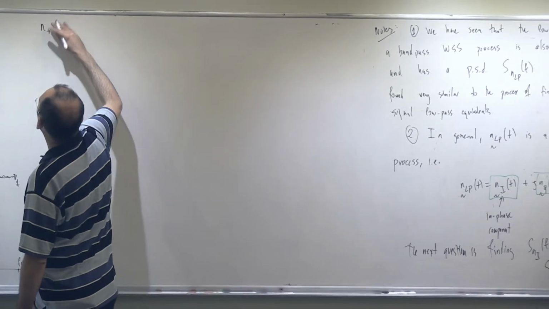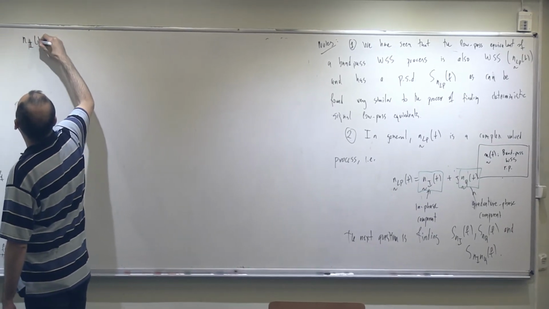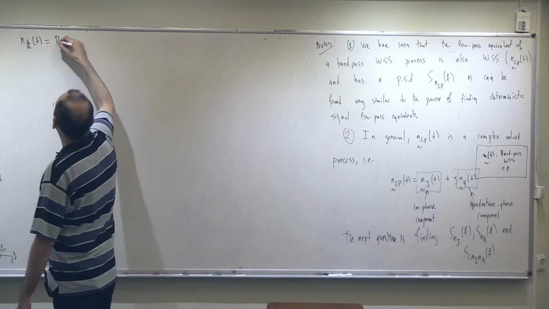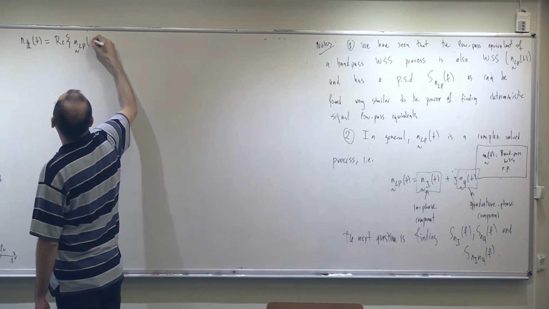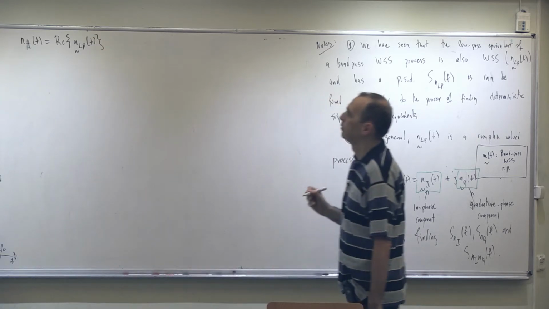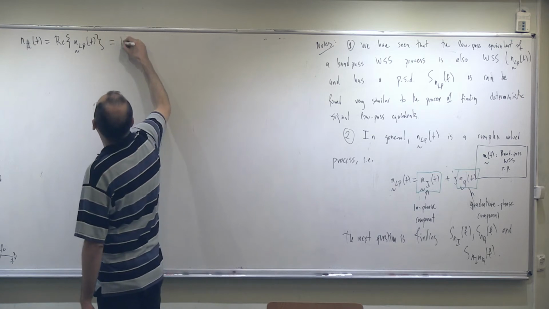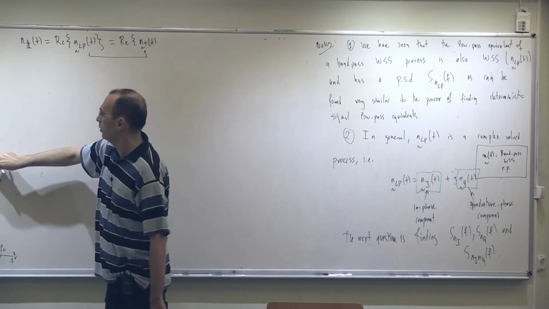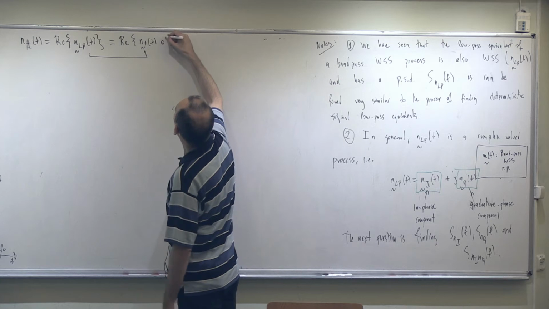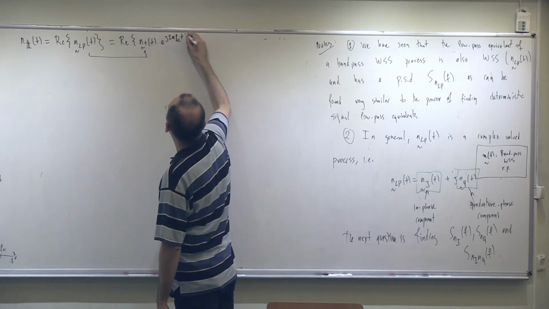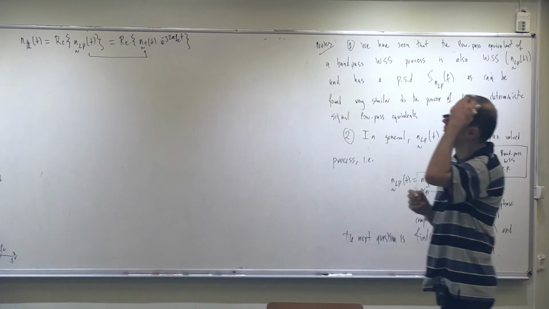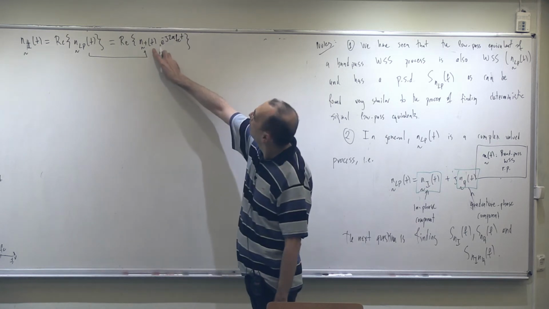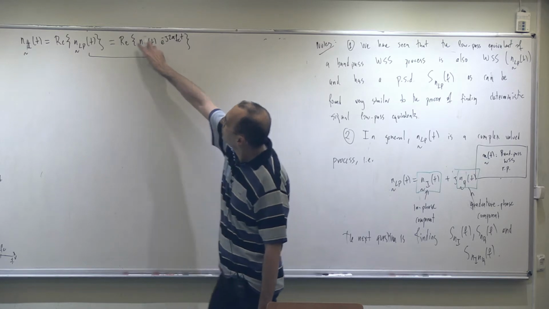So let me write Ni of t, which is simply the real part of this. The low pass equivalent is the analytic process, this one. It is shifted to the lower frequencies by this. So again, this is a random process because this is a random process. Now I'm looking for a mapping between this random process and this random process.